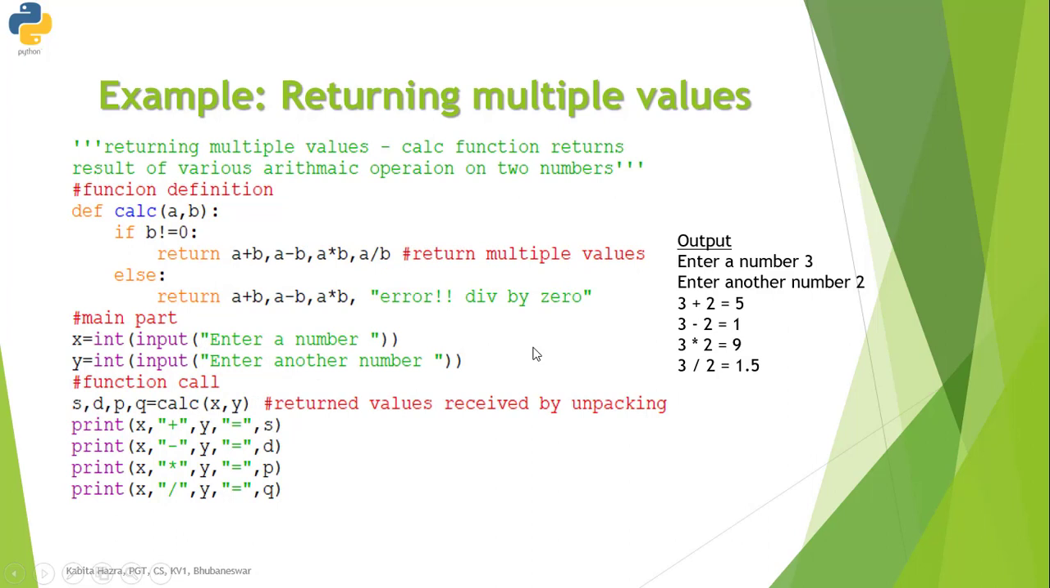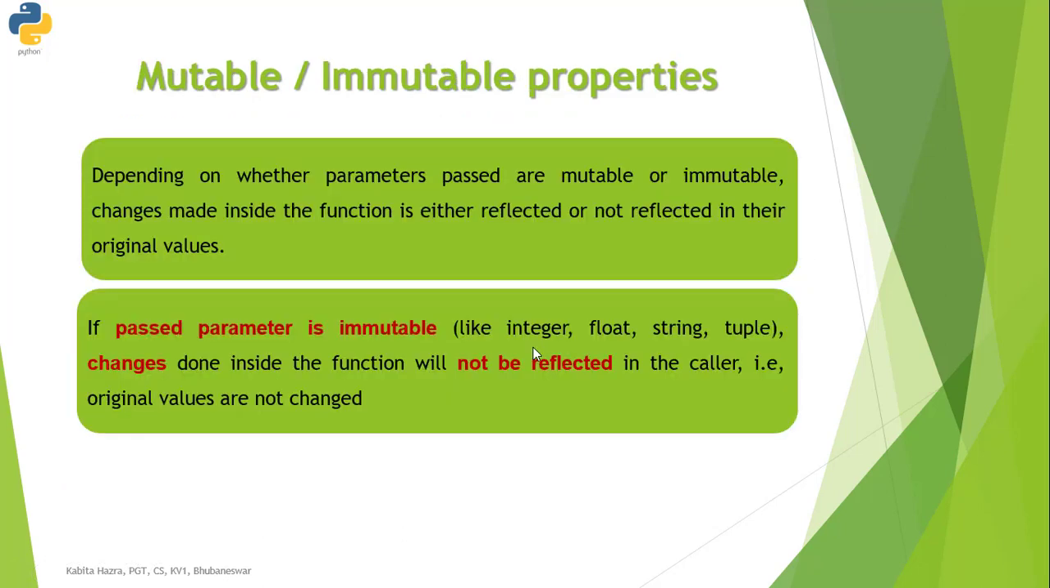Let us now discuss the mutable and immutable properties of the parameters. We have studied the concept of calling a function by value and calling a function by reference. The difference is that when we call a function by value, the changes made inside the function are not reflected in their original values, whereas when a function is called by reference, changes made inside the function are reflected in their original values. Though this concept is not there, indirectly this concept is supported by the mutable and immutable properties of the data types.